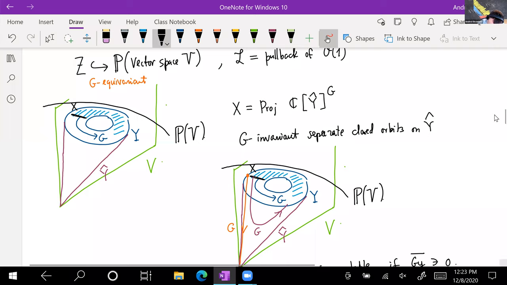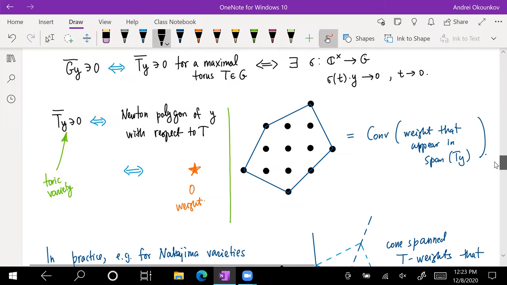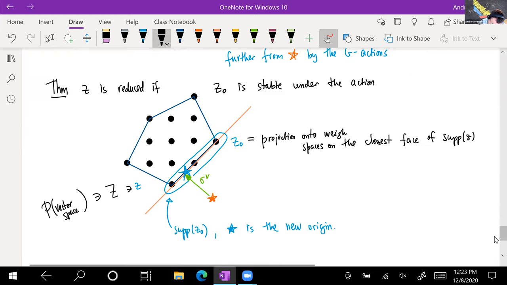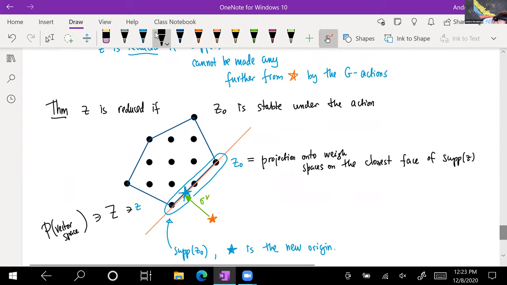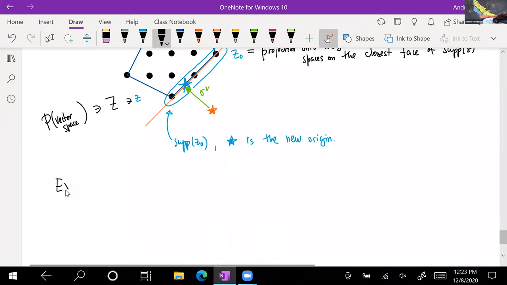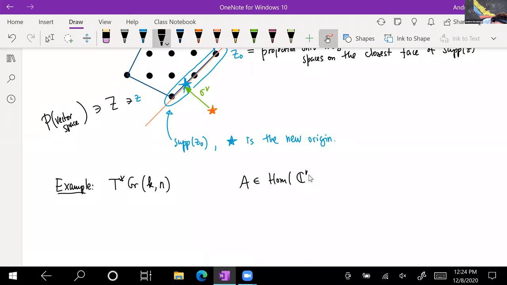And so maybe an example will help. So what's an example of this theorem? An example of this theorem is a Grassmannian. So we will take the Grassmannian, usually the T star Grassmannian. And so we look at this matrix that takes the n-dimensional space to k-dimensional space. So maybe I'll write the matrix as A is in Hom(C^n, C^k).